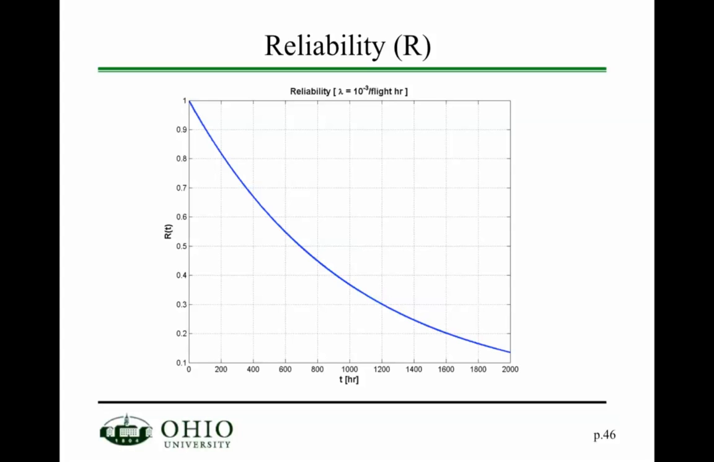Now, as a function of time, of course, it's a negative exponential. So if you plot that out, after a certain amount of time, and in this case my failure rate is 10 to the minus 3 per flight hour, it always starts out working, with probability of 1, and of course the probability of survival will just exponentially decrease as a function of time.